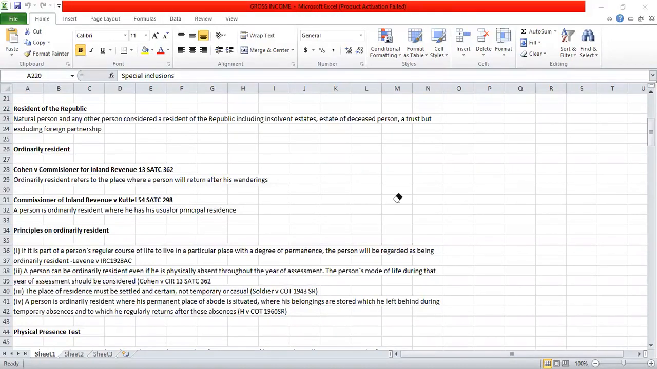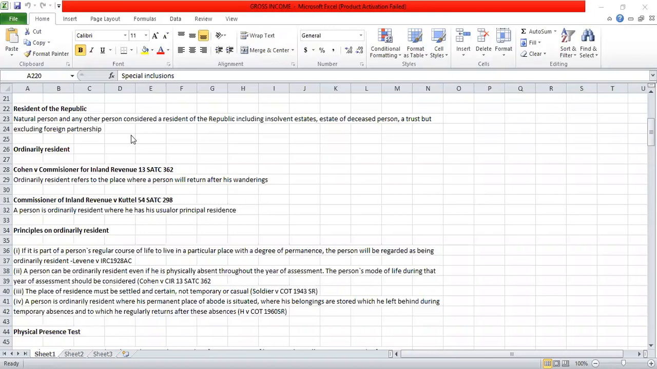For you to be a resident, it now says a resident is a natural person and any other person considered a resident of the republic, including insolvent estates, estate of deceased person, a trust, but excluding foreign partnerships. So that will include maybe companies that are resident here in South Africa, close corporations which are resident here in South Africa. They are also persons. Remember that a person at law is not only a natural person. They are natural persons and other persons, juristic persons.